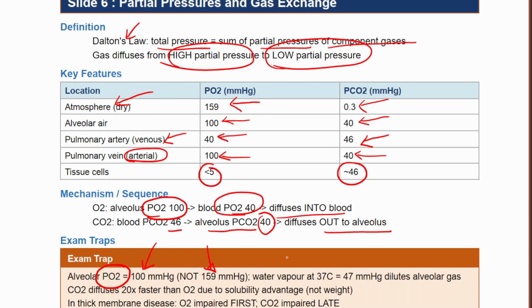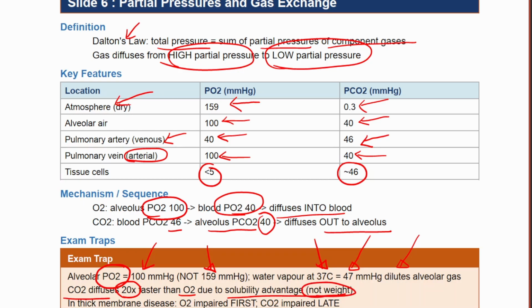Because water vapor at 37 degrees centigrade exerts a pressure of 46 mm of mercury, which directly dilutes the alveolar gas. Understand the true driver of diffusion speed. Carbon dioxide diffuses 20 times faster than oxygen due to its massive solubility advantage. Absolutely not because of its molecular weight.